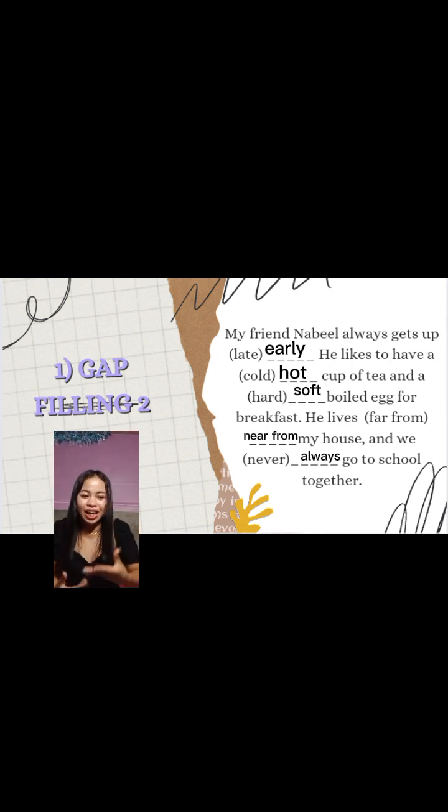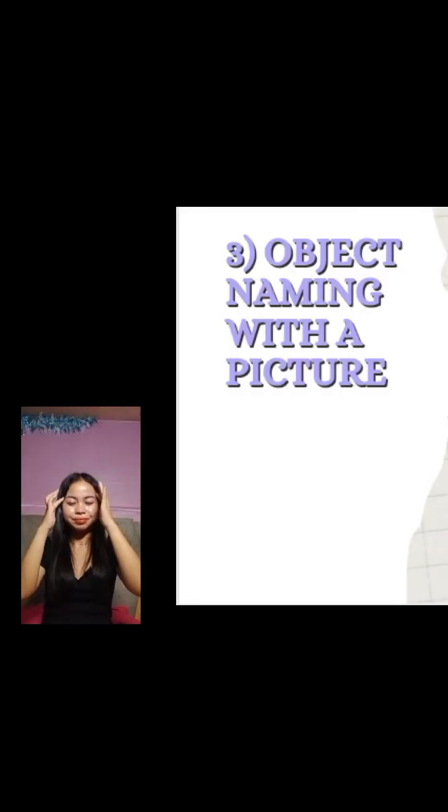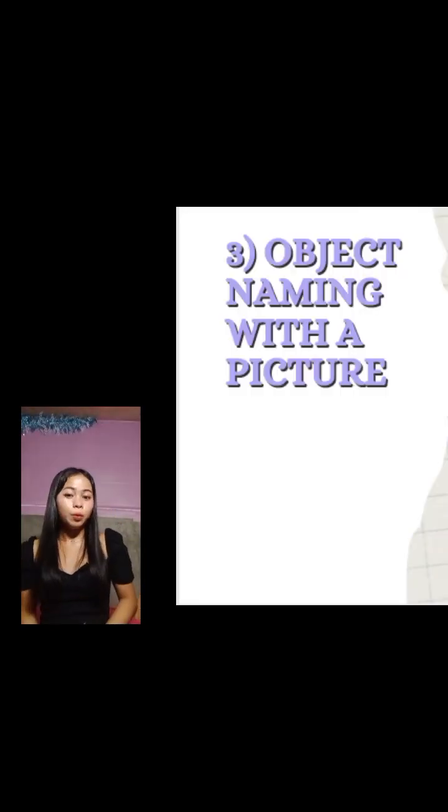Okay, now let's read it. My friend Nabil always gets up early. He likes to have a hot cup of coffee and a soft-boiled egg for breakfast. He lives near from my house and we always go to school together. Yes, let's give... Okay, we survived number 1 and number 2.